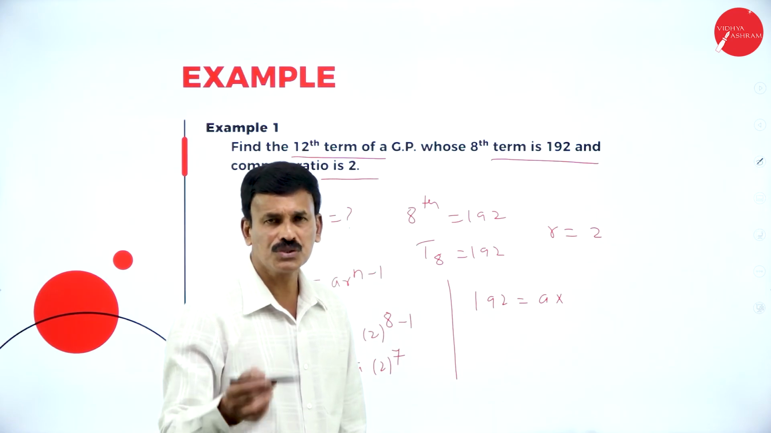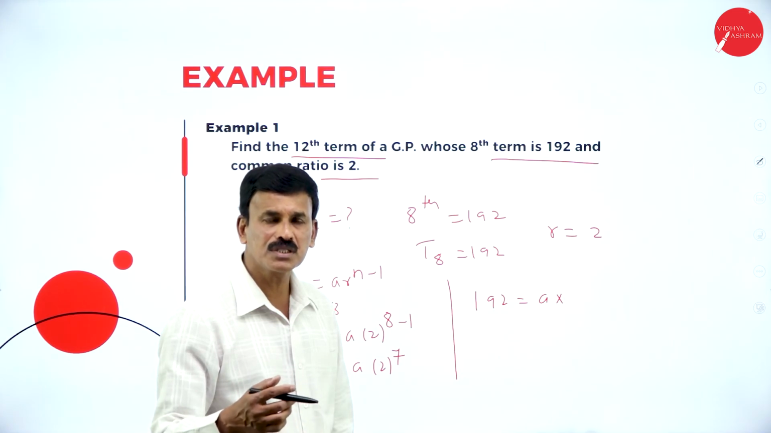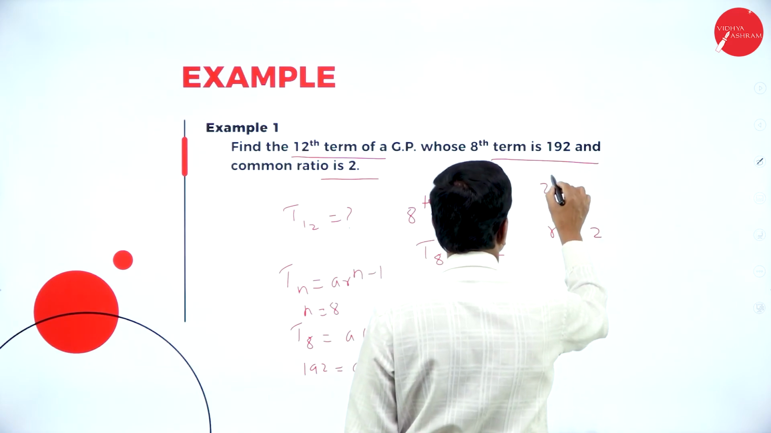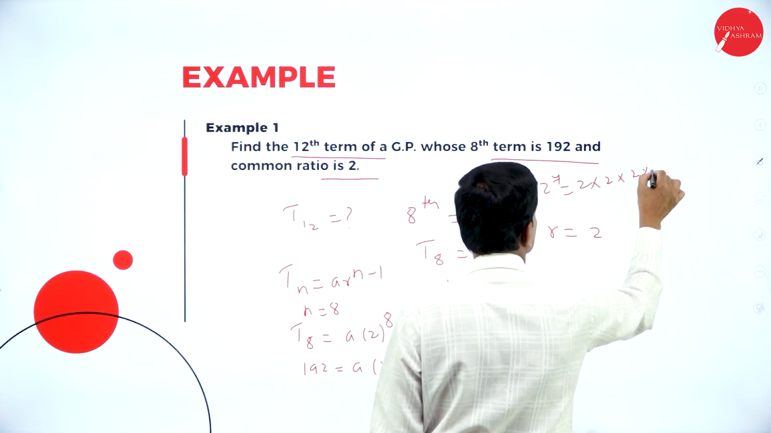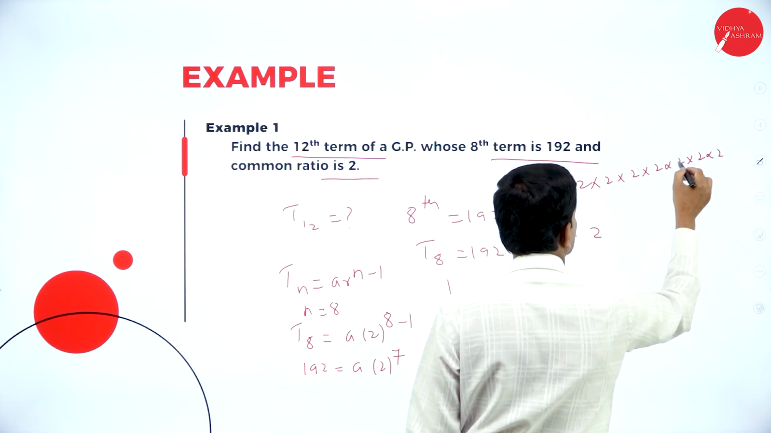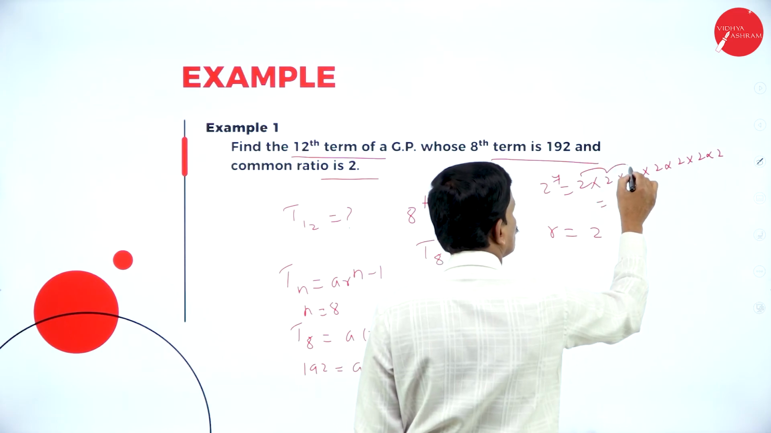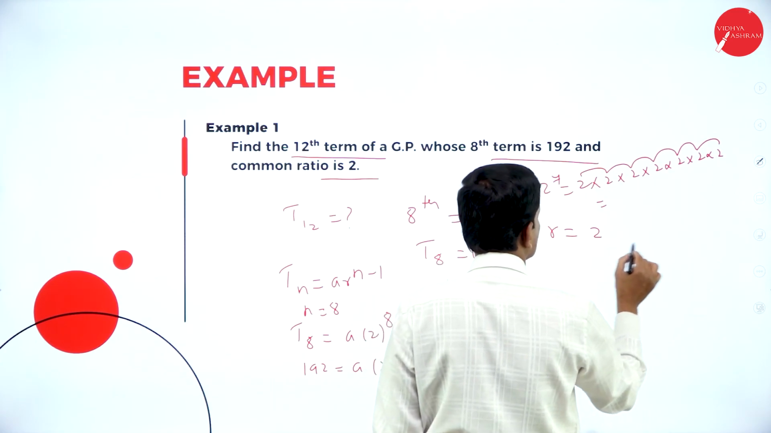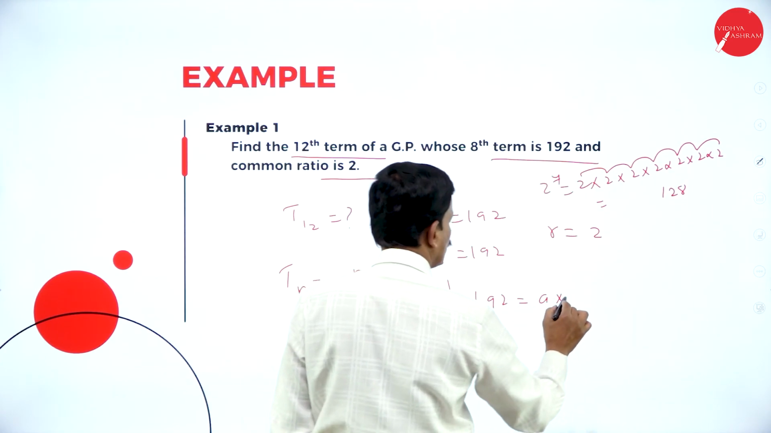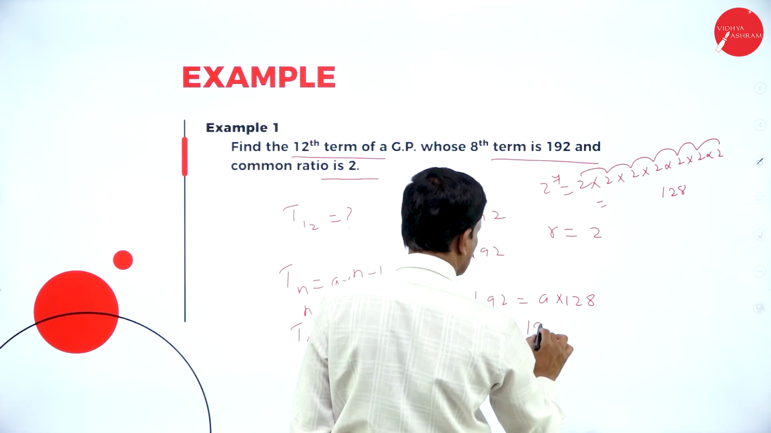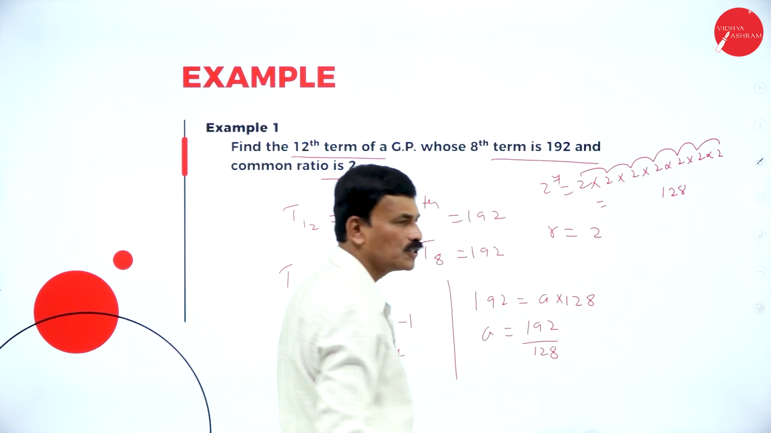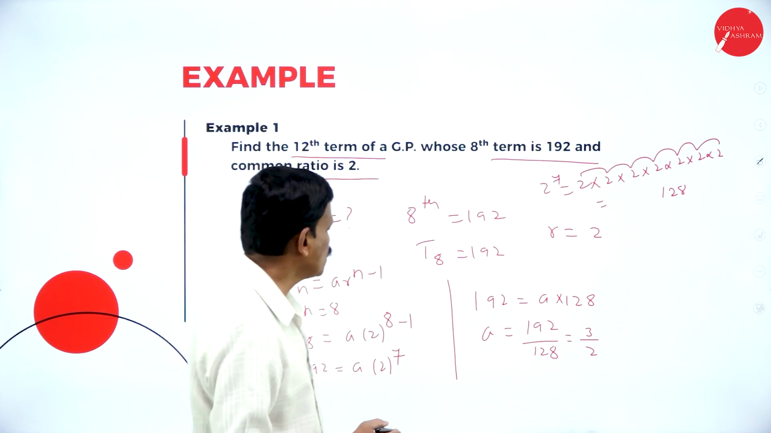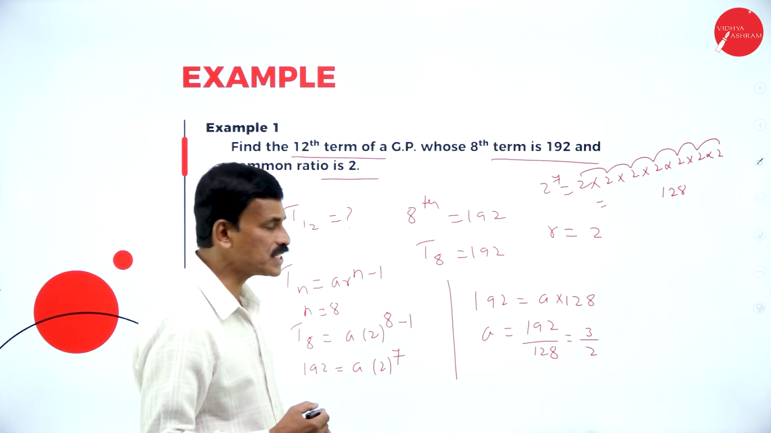Simplify this. 2 to the 4, 4 to the 8, 8 to the 16, 16 to the 32, 32 into 2 is 64, 64 into 2 is 128. So 2 to the power of 7 is 128. Therefore a is equal to 192 divided by 128, which can be written as 3 by 2. So here a is equal to 3 by 2. The first term is 3 by 2.